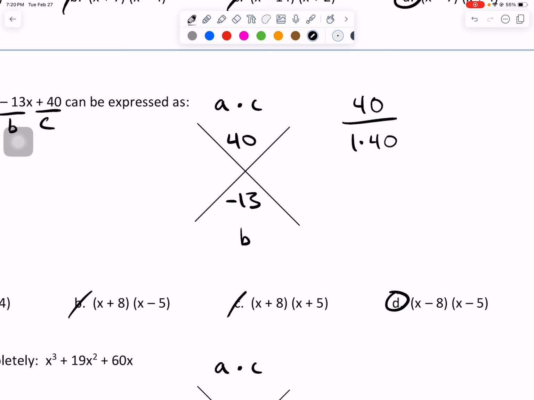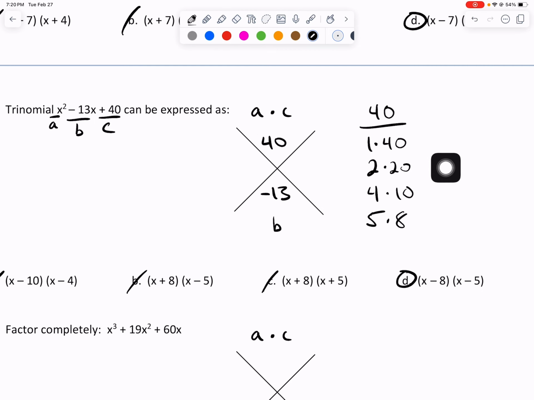Because our mental math alone can get us to the answers very quick as long as you are comfortable with your multiplication table. So 2 times 20, 4 times 10, 5 times 8. Wonderful. When multiplied, these will all equal 40. But we need to get to negative 13. So I'm just thinking, out of these pairs, what can I get to 13 with? Well, I do know that 5 plus 8 is 13.